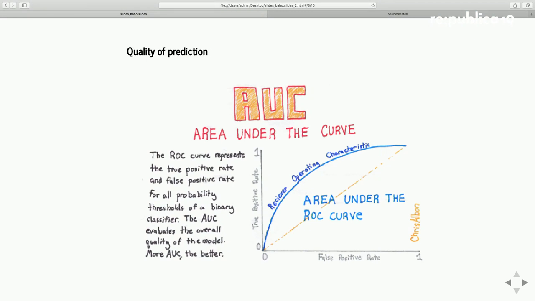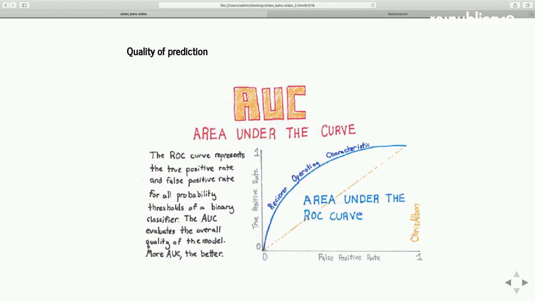We will use the AUC, which is a quite common measure in machine learning to compare different models with each other and their predictive power, so to say. The area under the curve is this area under this curve. This is the receiver operating characteristic, and it represents the true positive rate and the false positive rate, on these axes.